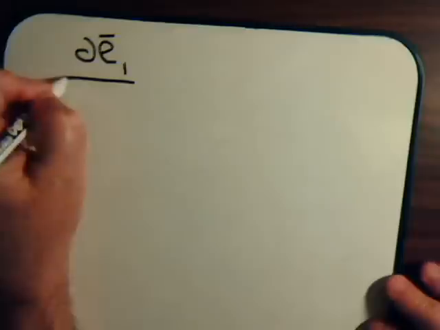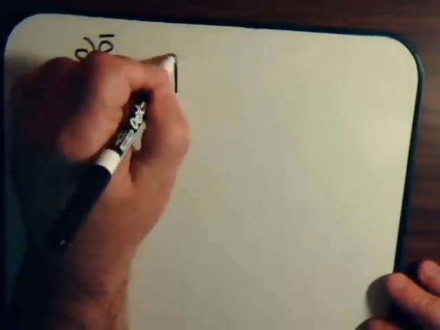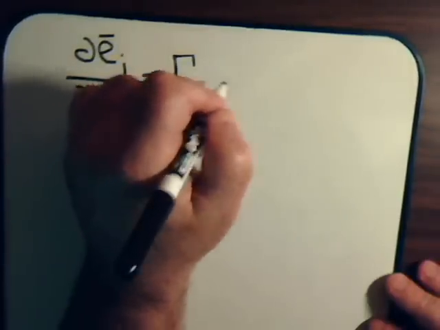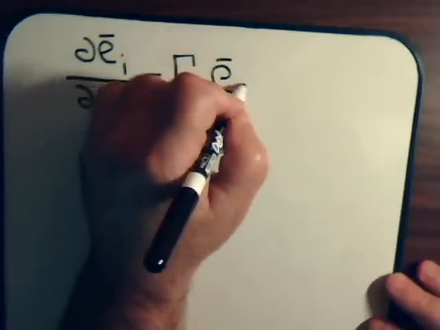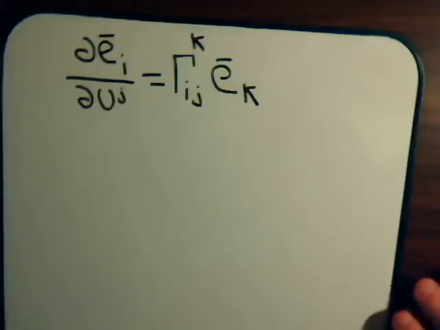And also, let's not forget now our basic definition, or our basic relation, I should say: partial of E_i with respect to U_j equals gamma_ij times one of the basis vectors with a summation index. And then we had 3 equations.